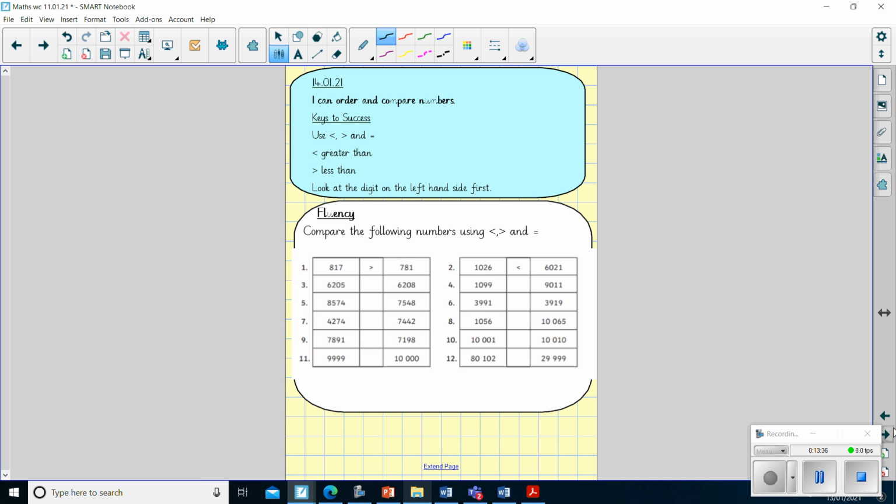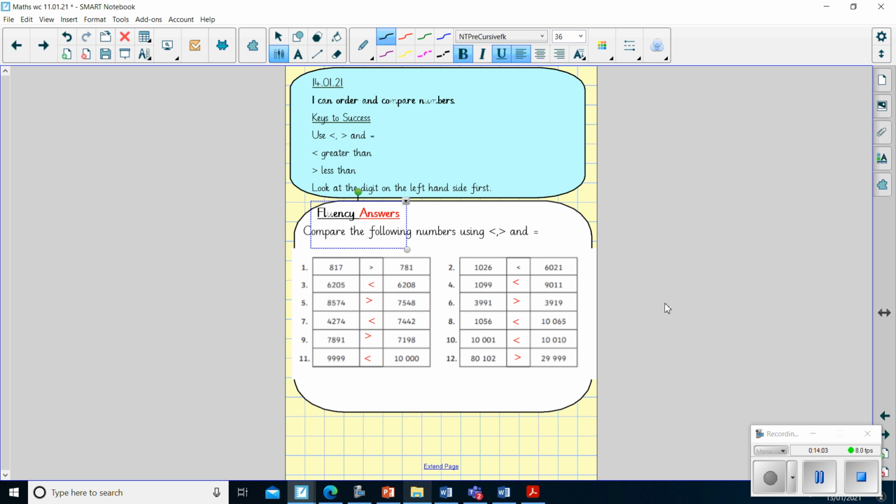Okay, hopefully you did okay with those. The next little bit of fluency that I've got for you is using the greater than, less than and equal symbol. So what I'd like you to do for each of these pairs of numbers is to decide if it's greater than or less than or equals to. So pause the video and have a go at those questions and then come back to me for the answers, please.